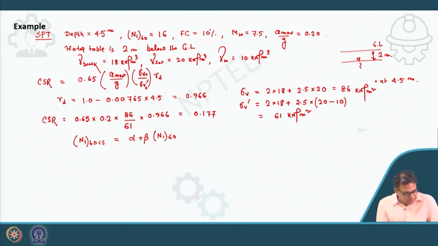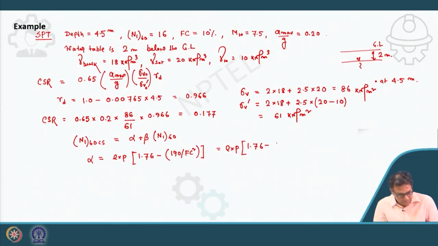Because it is 10%, my alpha value will be exponential of 1.76 minus 190 divided by fines content square. So that is equal to exponential of 1.76 minus 190 divided by 10 square. Fines content is 10%. So that is equal to 0.87.